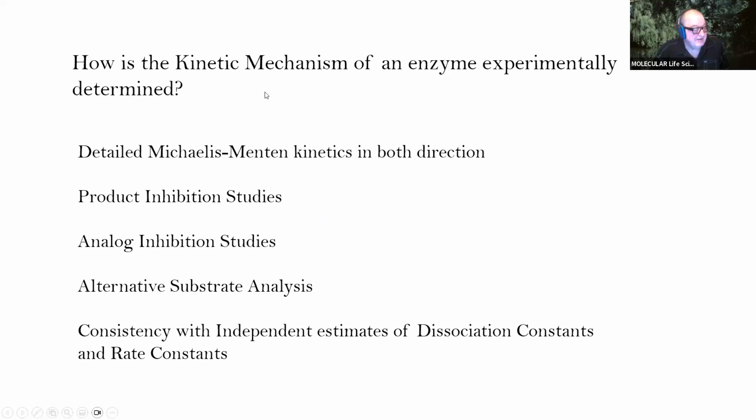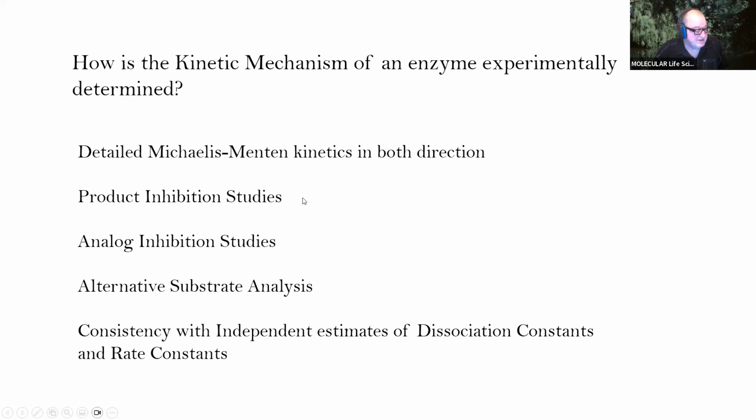And so before we delve into the paper, I thought it might be useful to give just a brief overview of how the kinetic mechanism of an enzyme is experimentally determined. It usually starts with doing detailed Michaelis-Menten kinetics in both directions of the reaction, the forward direction and the reverse direction. You need to do both if you really want to thoroughly understand the kinetic mechanism. So that's where it starts.